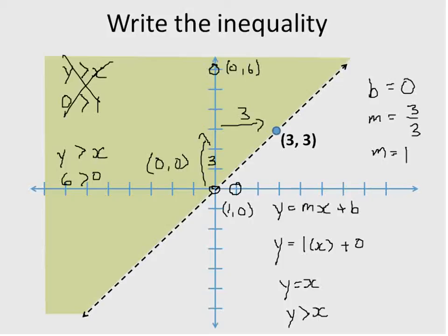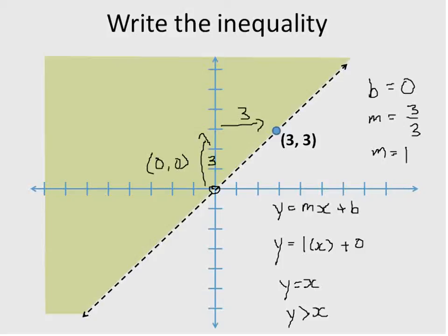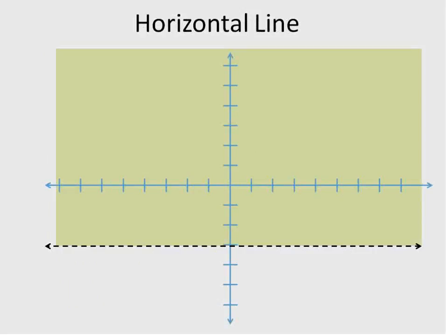All right? So you can pick a test point, as I've done there, or you can just remember your y values are bigger. You say that the y values are greater. And remember, again, one more point, that line would be a dotted line for the less than or greater than symbol, and a solid line for the less than or equal to or greater than or equal to symbol.